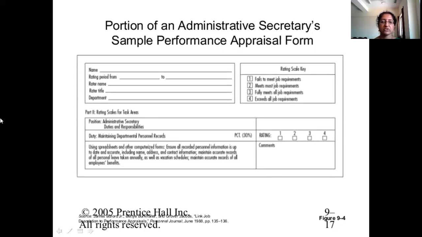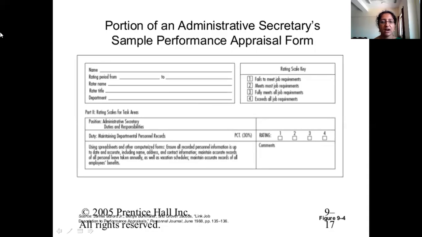In case the administrative secretary has been losing files, has not been documenting things properly, whenever you need information, you are not able to retrieve that information because it's not documented well. What does this mean? It means that they have not done their job well. So you will have to tick fails to meet job requirements.